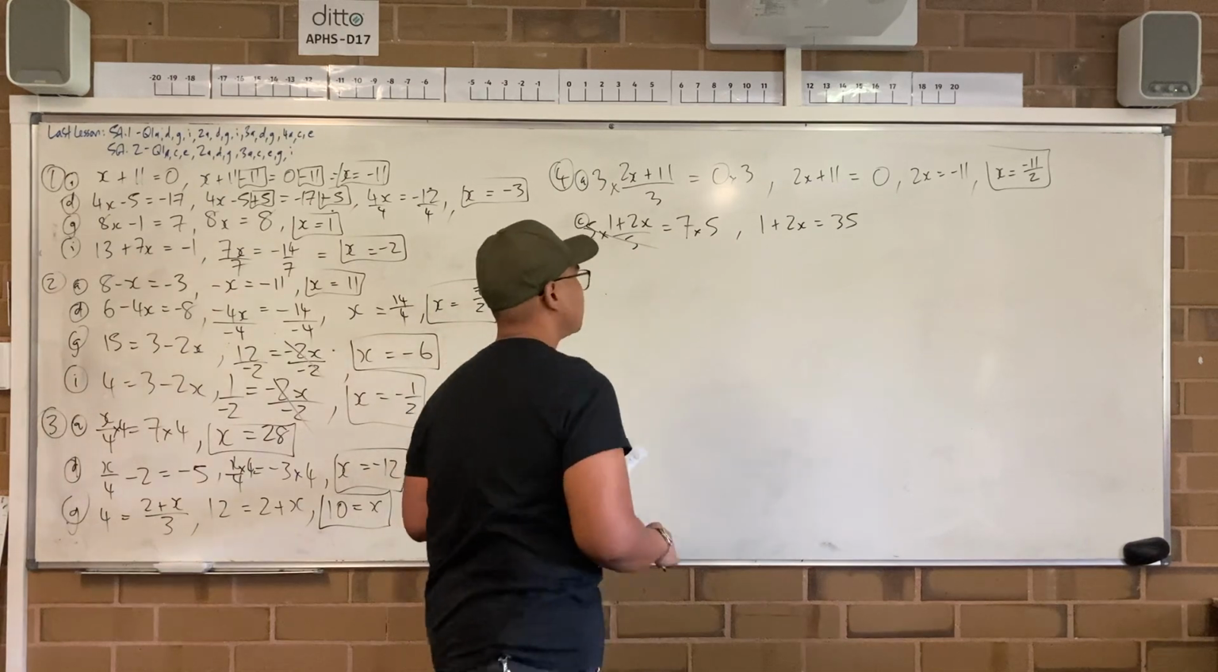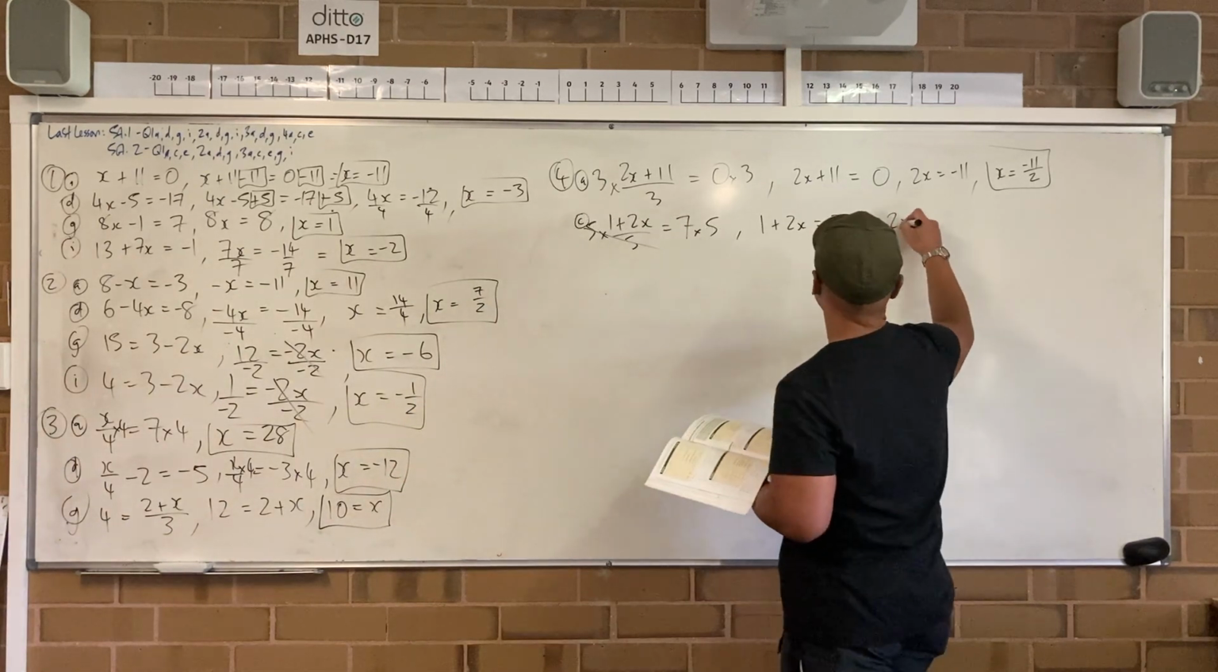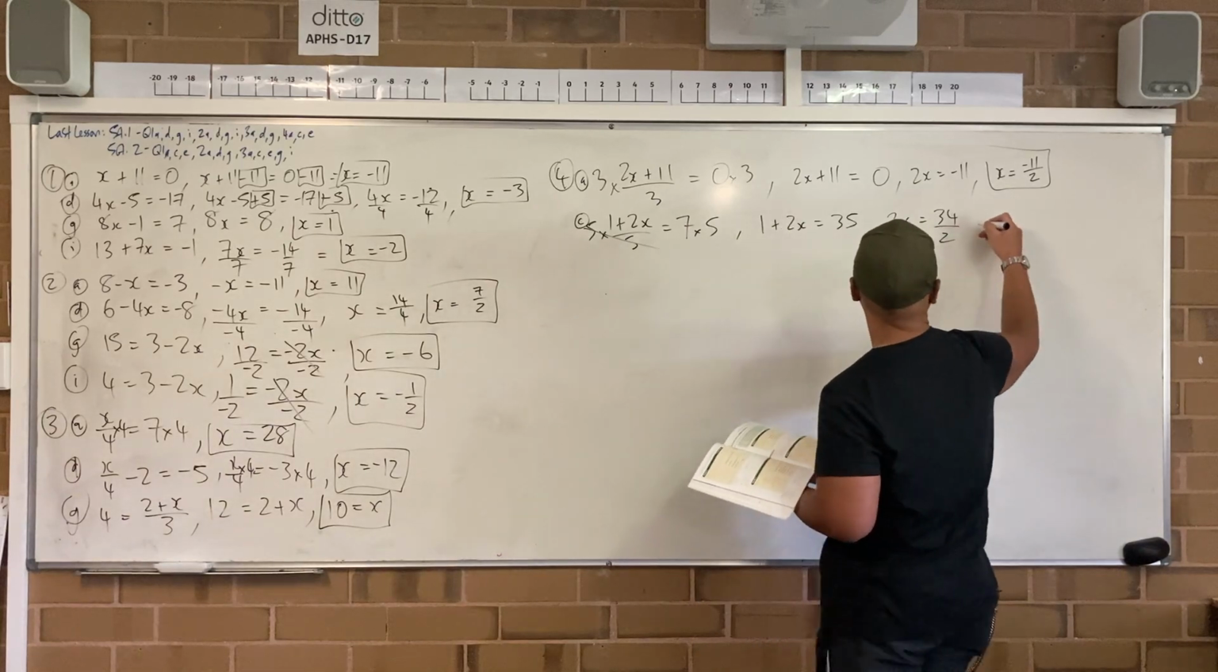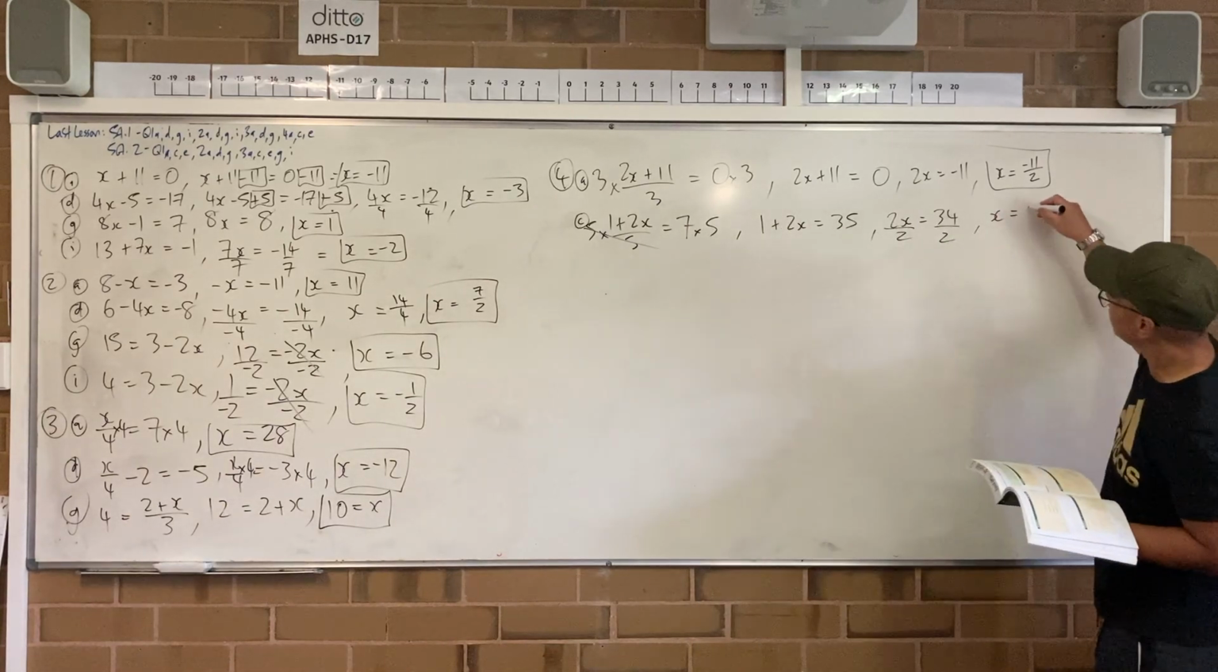Opposite of adding 1 to something. Good. 2x is equal to 34. Opposite of timesing by 2, divide by 2. So x is going to be, I believe, 17.